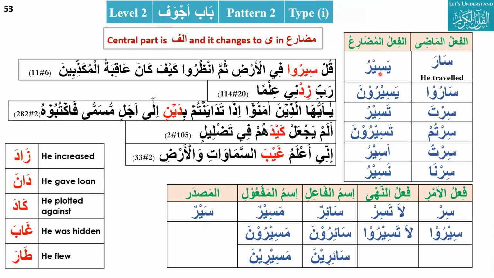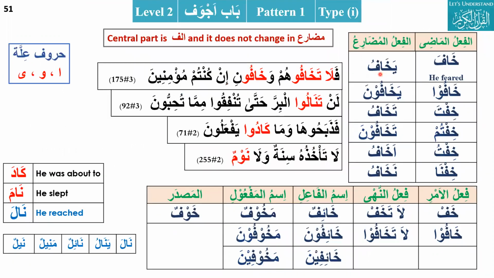So we will discuss 3 cases. We are going to start today from the first case, Bab Ajwaf. Ajwaf means central. We have to say it again and again. Case 1, Khafa ya khafu. All the verbs have the central letter Alif. That's why we say it as Bab Ajwaf. In case 1, Khafa ya khafu, Alif remains Alif. It is the central letter, that's why its name is Ajwaf. Khafa means he feared.